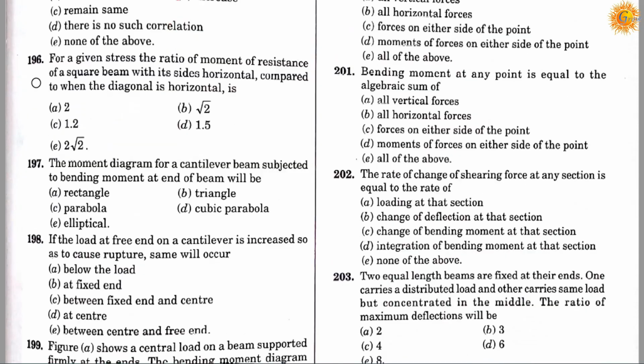Question number 196. For a given stress, the ratio of moment of resistance of a square beam with its sides horizontal compared to when the diagonal is horizontal is: option A is 2, option B is under root 2, option C is 1.2, option D is 1.5, and option E is 2 under root 2. Correct answer is B, it will be under root 2.